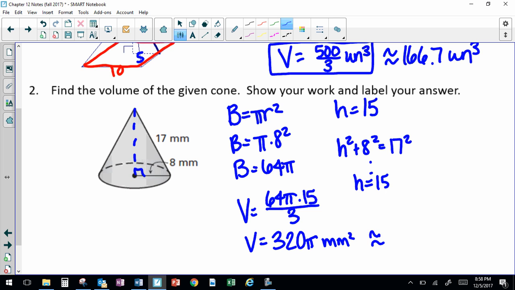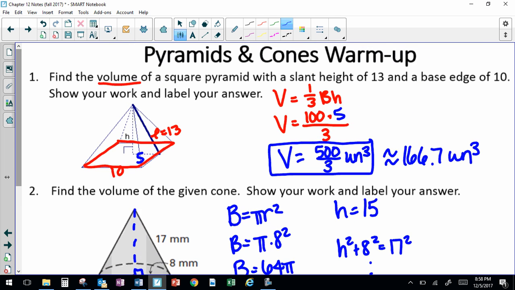And then if you did the approximate, we times 320 times 3.14, and that's about 1004.8, or I'm sorry, cubic millimeters because it's volume. Okay, so you will be given the little half sheet of the formulas again, but remember it doesn't tell you what formula is what. You have to know that.